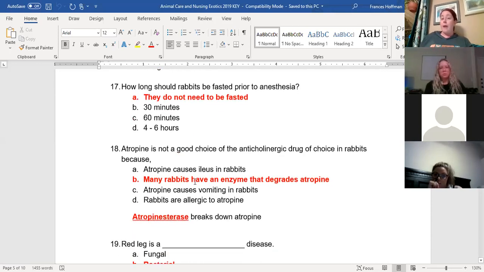How long should rabbits be fasted prior to anesthesia? Our rabbits do not need to be fasted prior to anesthesia. They have very fast metabolisms, but also can't vomit, so that helps.